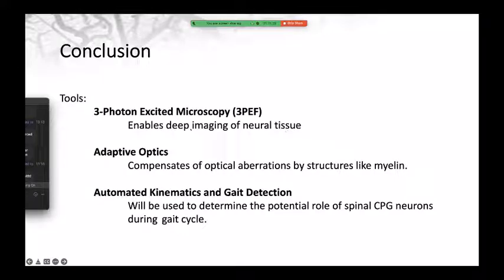For 3-photon, we started imaging at 1300, but we were imaging at 1320 this time because of Chris Xu's paper. The adaptive optics is pretty much working now, so it's no problem. Most of the work has been put into the automated kinematics and gait detection for the ambulating mouse on the new spinning disc treadmill.